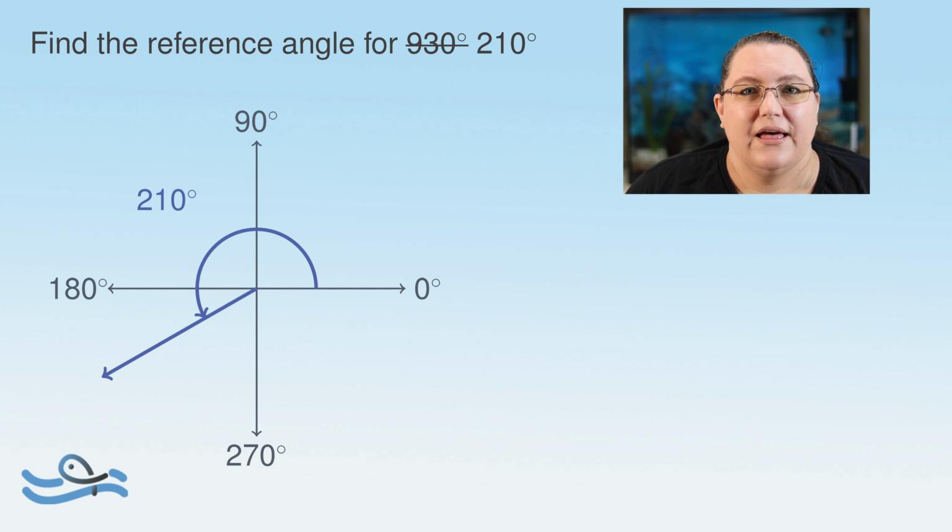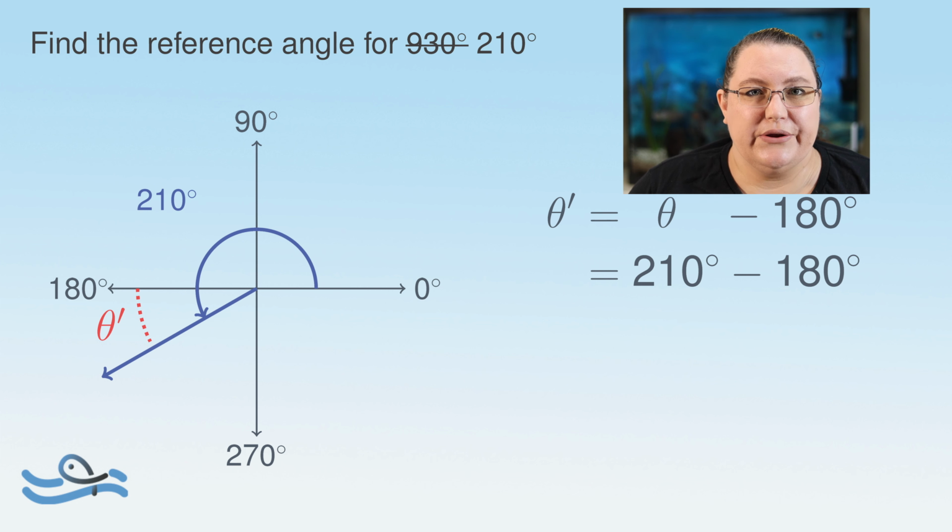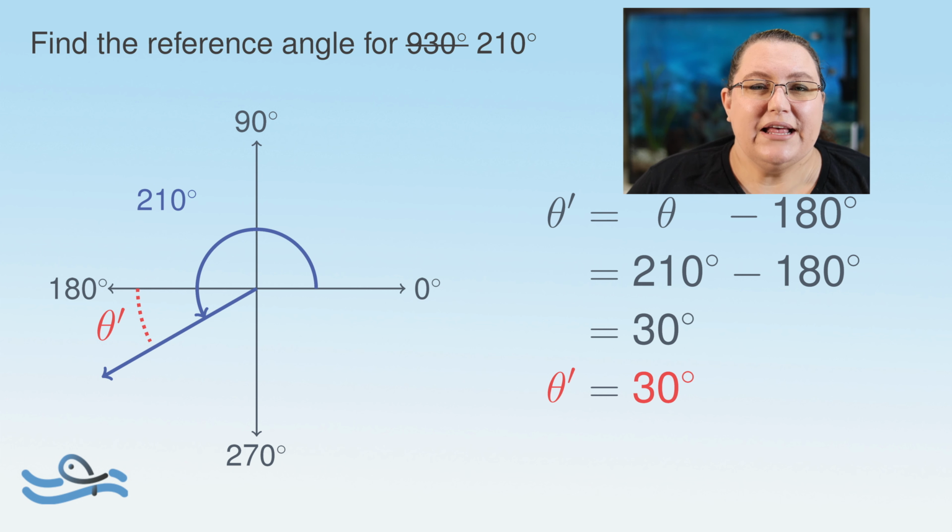210 degrees is in the third quadrant. That means to find the reference angle for 210 degrees, I need to subtract 180 degrees from my original angle. 210 degrees minus 180 degrees is 30 degrees. That means that the reference angle is 30 degrees. Since the reference angle for 210 degrees is 30 degrees, that means that the reference angle for 930 degrees is also 30 degrees. And that's our lesson on reference angles.